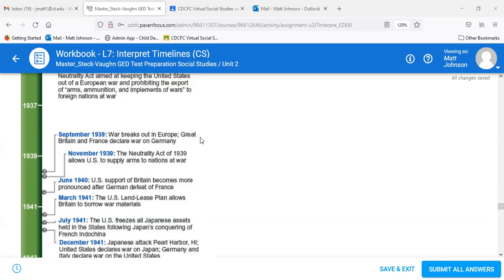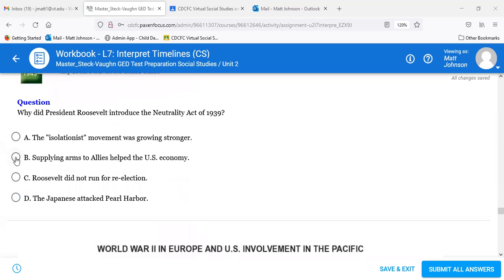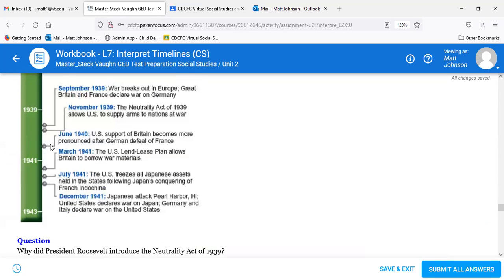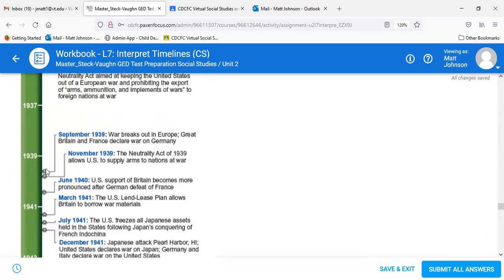I think Ed is putting in B in the chat here. So yeah, supplying arms to allies helped the U.S. economy. So why did President Roosevelt introduce the Neutrality Act? As it turned out, by having them before the Lend Lease Act, they were actually buying American military goods. So yeah, right here, Neutrality Act of 39 allows U.S. to supply arms to nations at war.